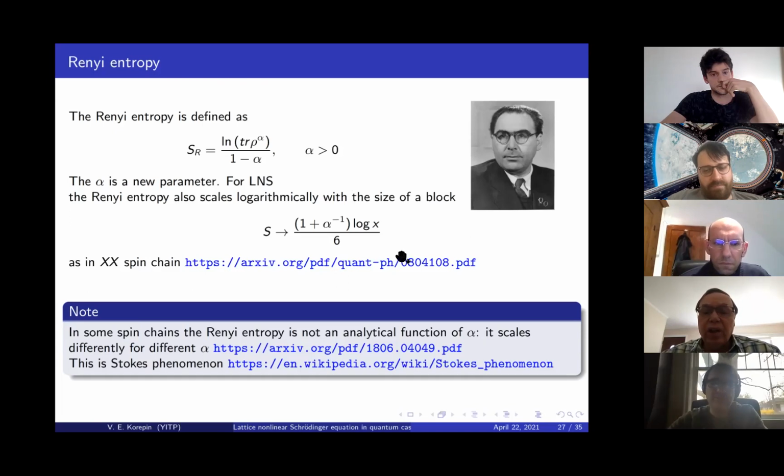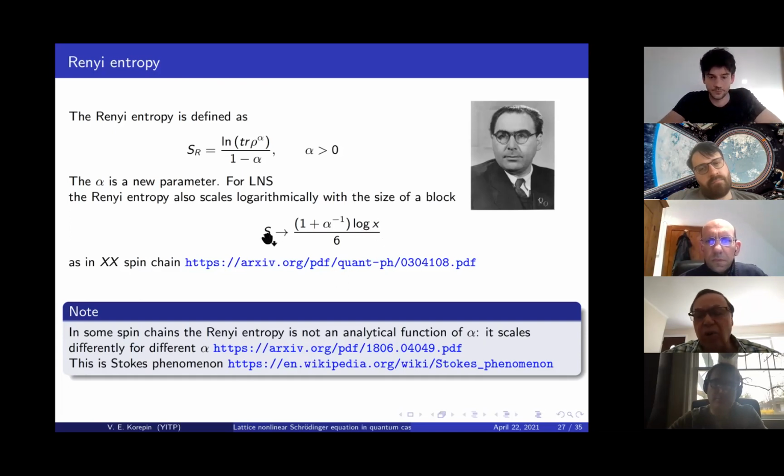So for large X, it also scales logarithmically, with a coefficient dependent on alpha. And it's the same usual formula, which is very well known. It's the same as for XXX. Note, in many models, Rényi entropy is an analytical function of alpha.